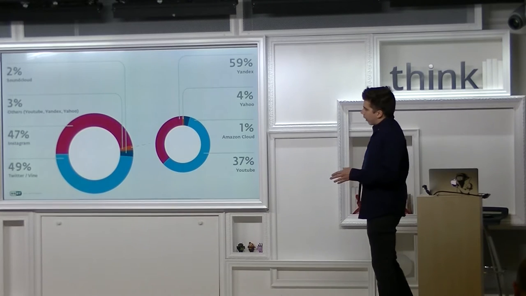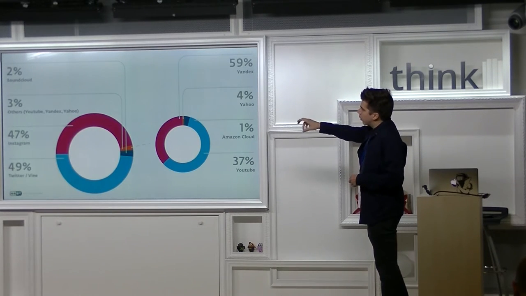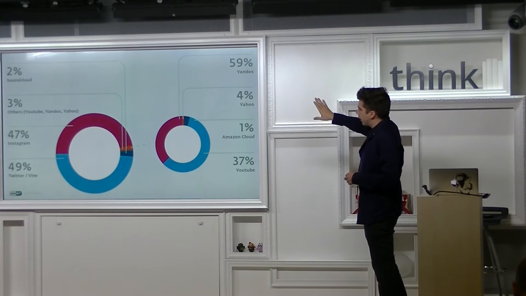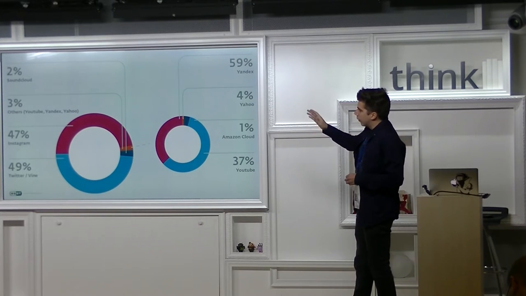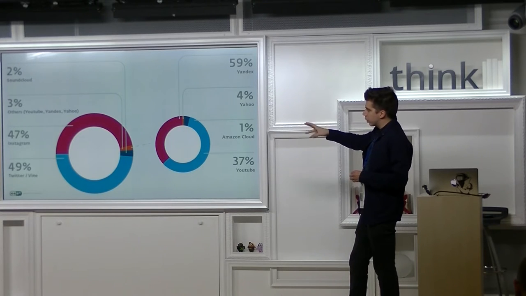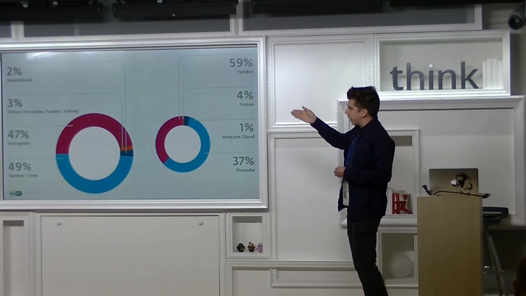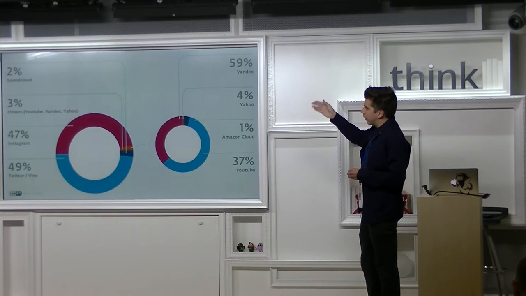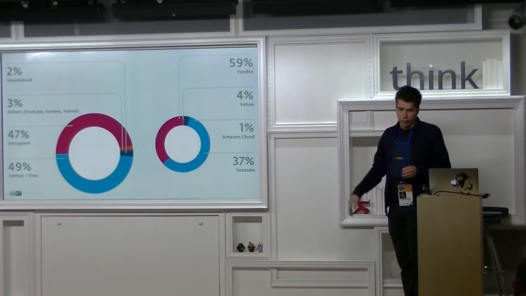So on the right-hand side, you see an extrapolation of the 3% of others, so don't get fooled by that. There's a very little Yandex. It's not a big part. So the biggest social network targeted was Twitter and Vine, where the CNAMEs are colliding. Instagram second, and then others like YouTube, Yandex, Yahoo, and quite a lot of SoundCloud also.